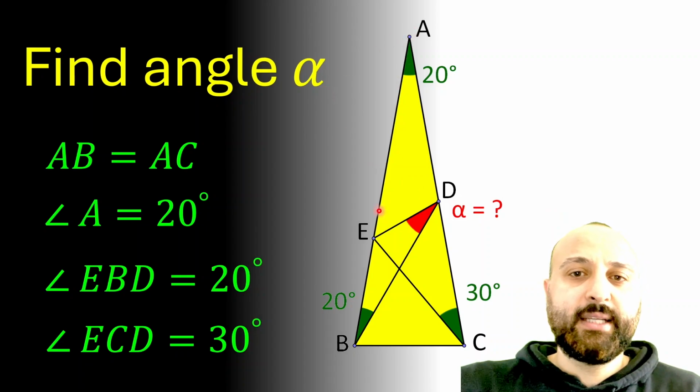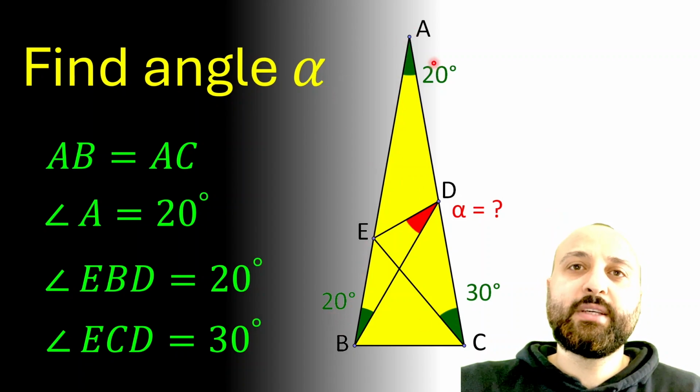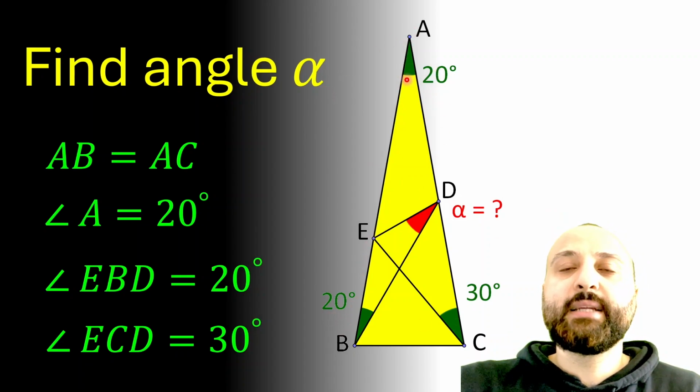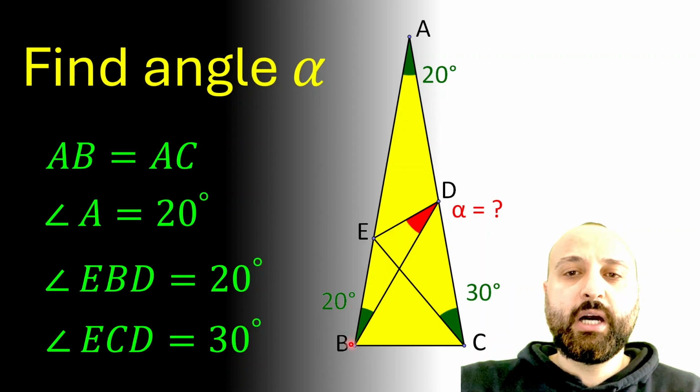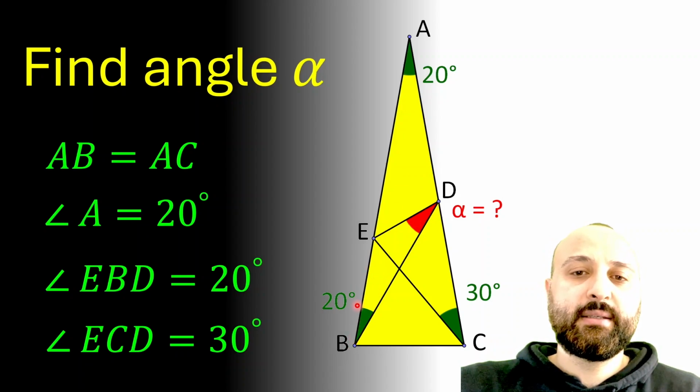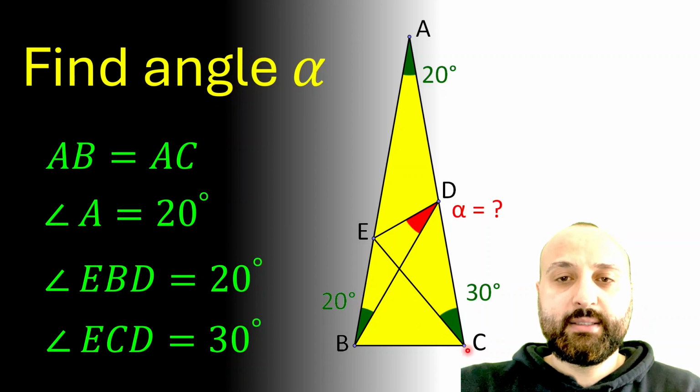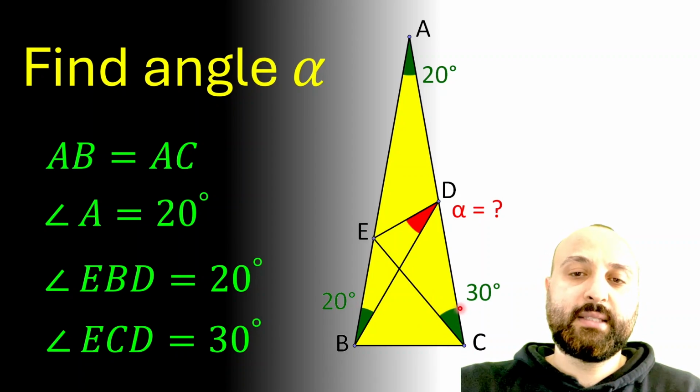So we have isosceles triangle ABC, AB is equal to AC. This angle is 20 degrees. We draw a line BD such that this angle is 20 degrees. We draw a line CE such that this angle is 30 degrees. The question is, what is the angle EDB?